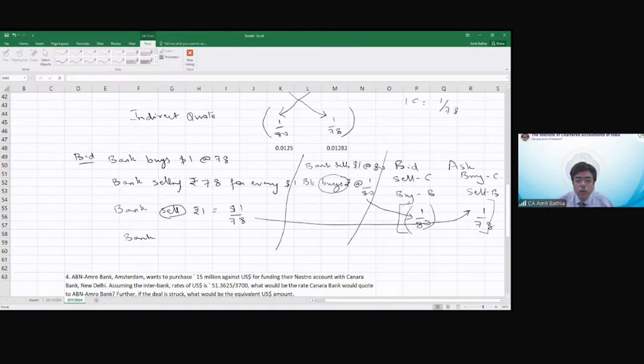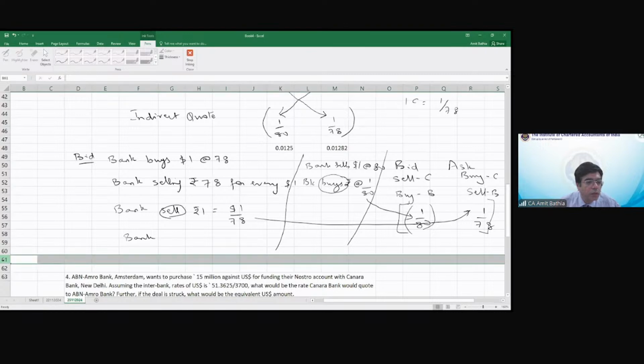Now, there is one more aspect to be covered in this. In the last session, we had also discussed the meaning of cross rate, right? So how do I go about computing the cross rate? Let me put it this way.